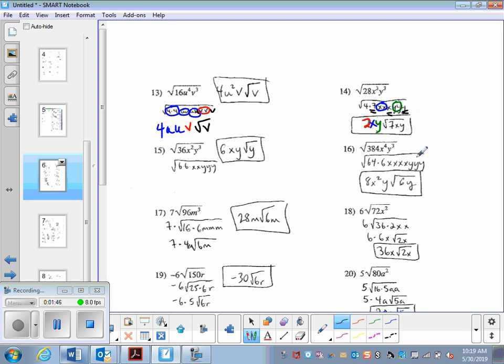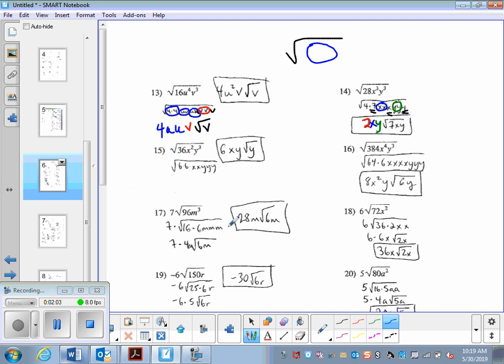I wanted to remind you guys that this is called the radical, and in here is called the radicand. So for number 13, the radicand was just the letter v. For number 14, the radicand is 7xy.